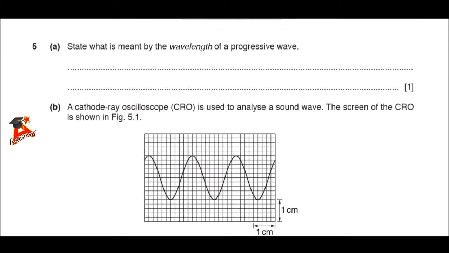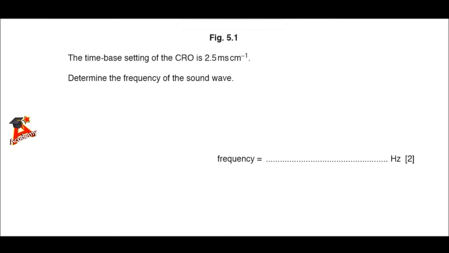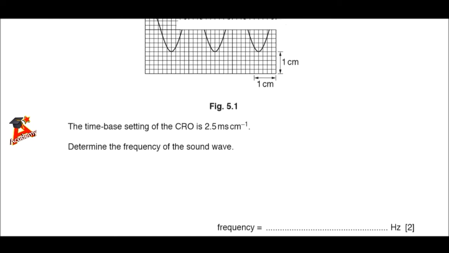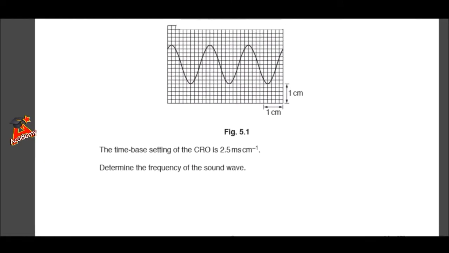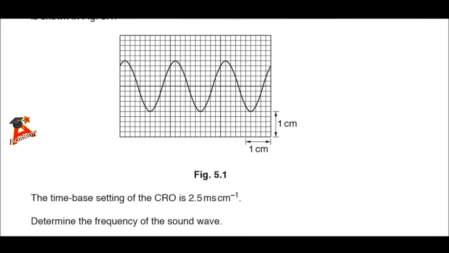The next part of the question says a cathode ray oscilloscope is used to analyze the sound wave. The screen of the CRO is shown. We are given the time-base setting and we are asked to find the frequency. How do we find the frequency? Right, we have to find the distance between two adjacent crests.